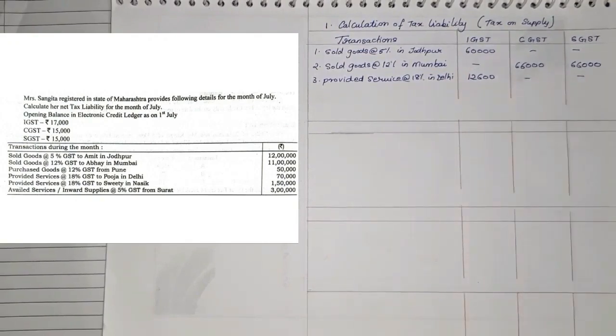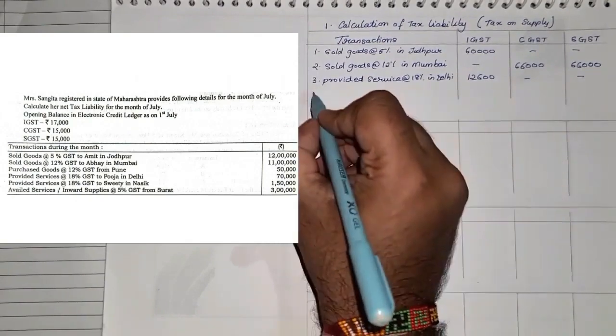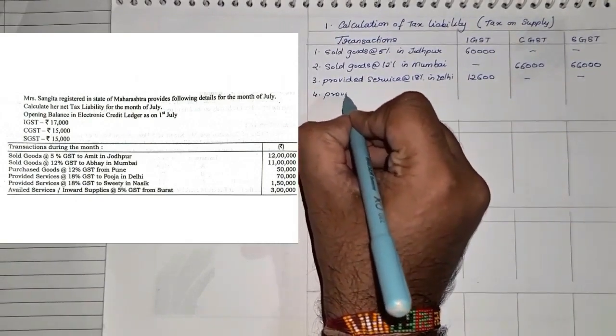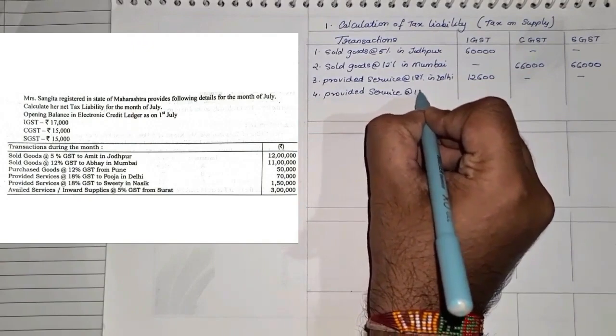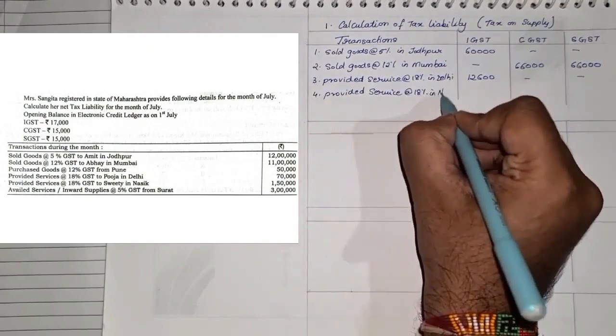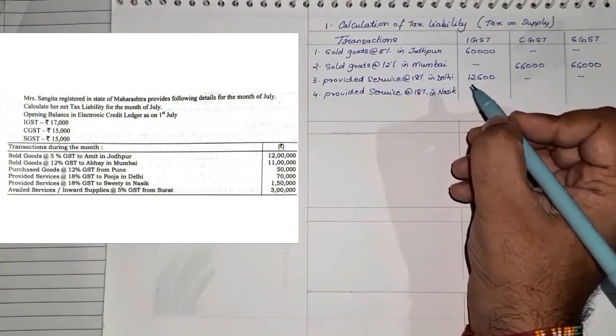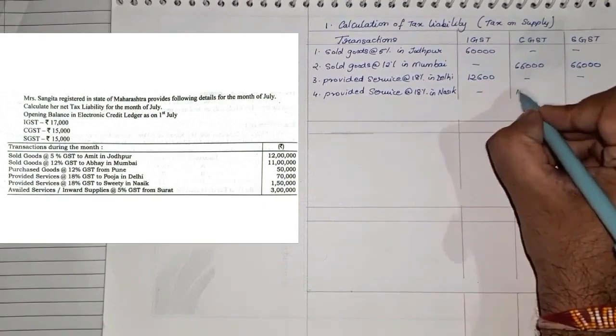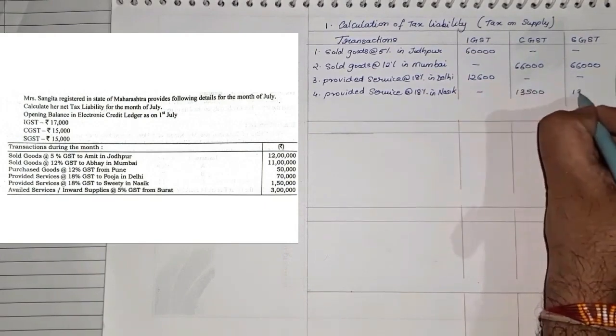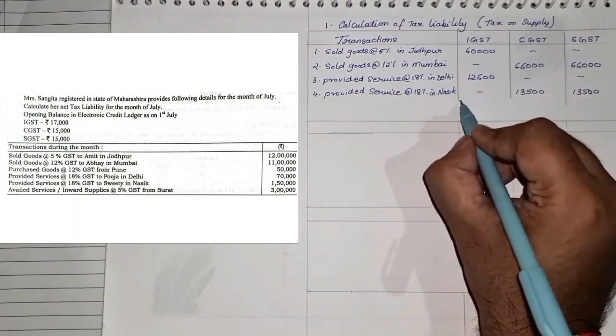And next, provided service at 18% in Nasik. So fourth one, again we have provided services at 18% in Nasik. Nasik, Maharashtra, same state. So whatever will be the tax will be divided. So 1,50,000 into 18%, that's the total value. So we'll have to take half of that, 9%. So that will become 13,500. So 13,500 will go in CGST. The remaining 13,500 will go in SGST.